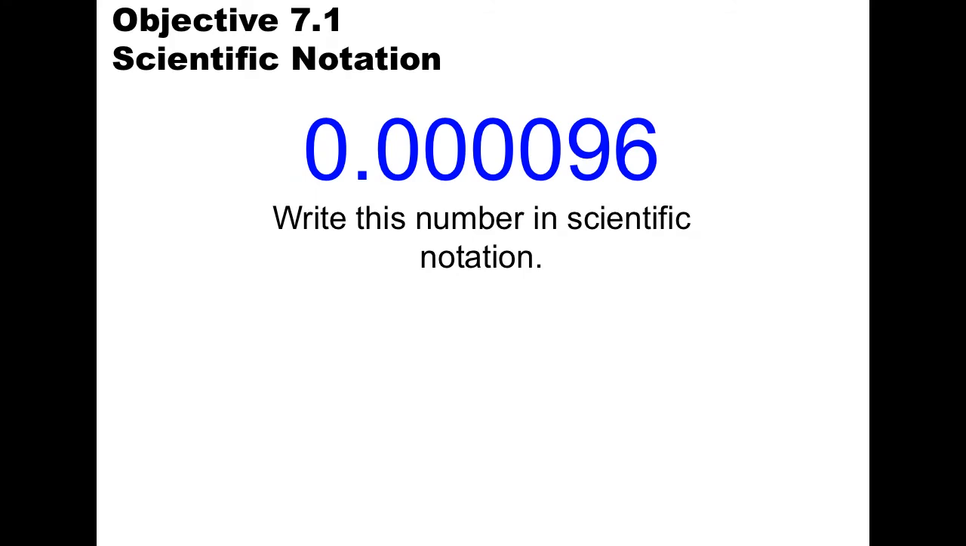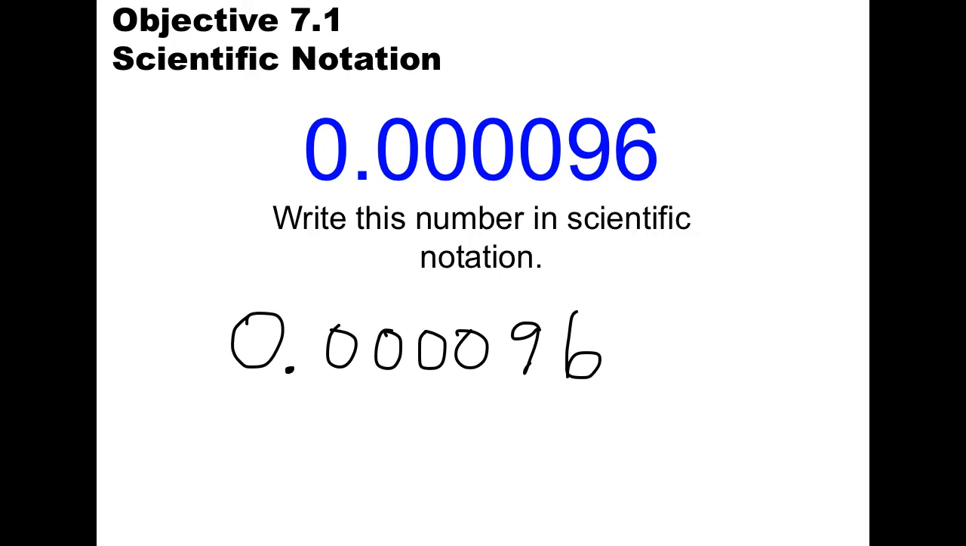So now what happens if you're given this number, 0.000096? How do we write this in scientific notation? We know that in order to write this in scientific notation, it's the product of a number between 1 and 10 and a power of 10. So we're going to start with our decimal point. Let me rewrite this, 0.000096. And we need to move our decimal point until we create a number that is between 1 and 10.